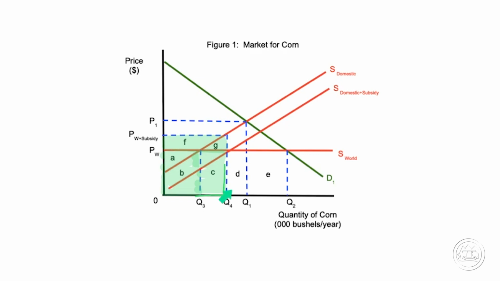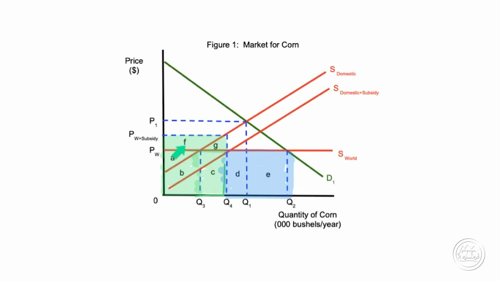Okay, then what's left? Well, what about the rest of the corn that's sold in the marketplace? Where is it coming from? It's coming from international producers. So as a result, D and E are representative of the revenue earned by international producers by selling corn in the United States. Okay, so world revenue went from C plus D plus E to just D plus E.